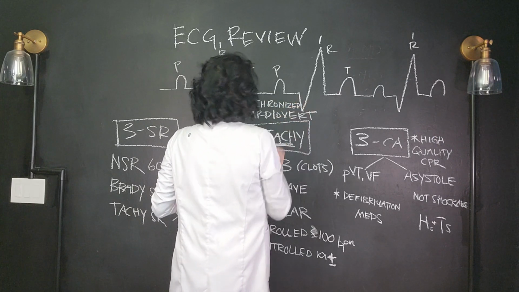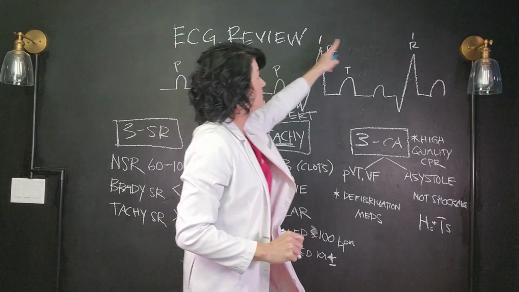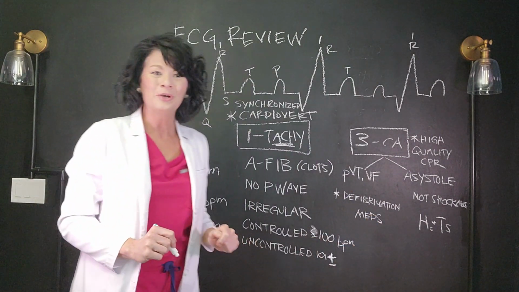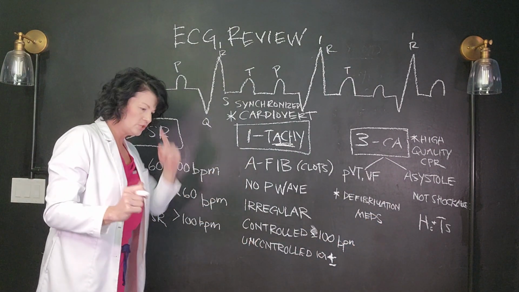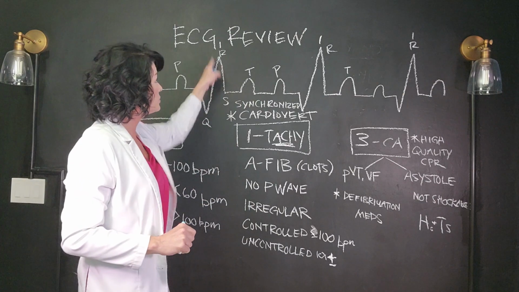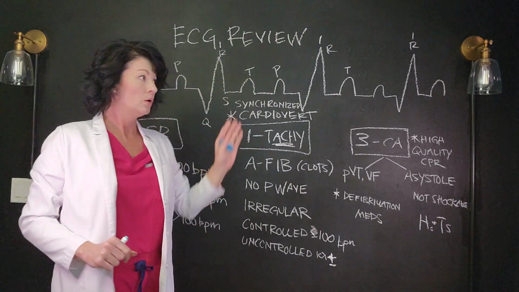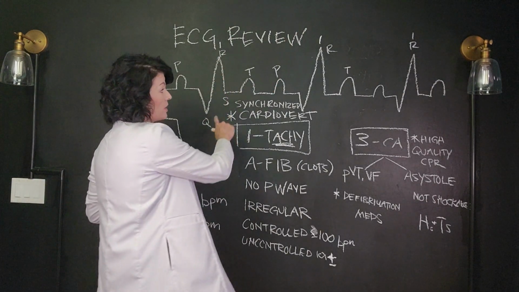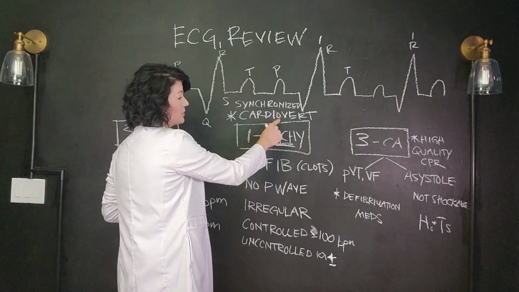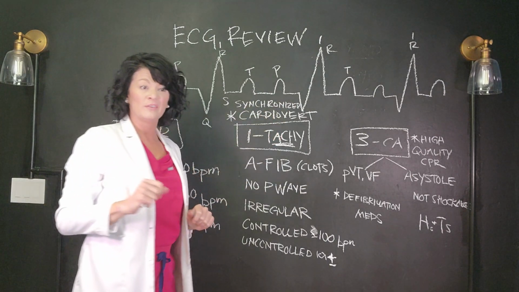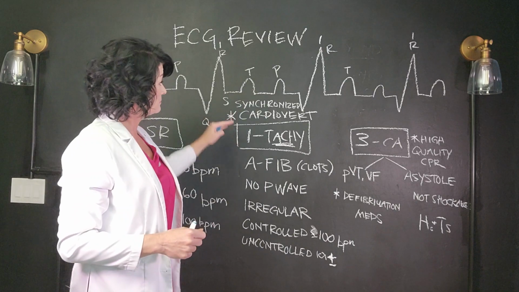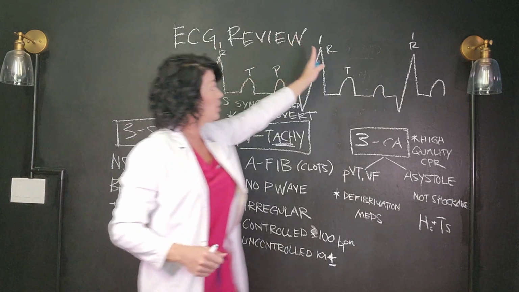Synchronized cardioversion. If you notice, on each of my R's, I have this little dash above it. When you put a patient on an ECG monitor, you hit sync, and the machine will sync up to the top of the R wave. When we are doing synchronized cardioversion, we are giving a jolt of joules in energy and it's got to be directly on the R wave.